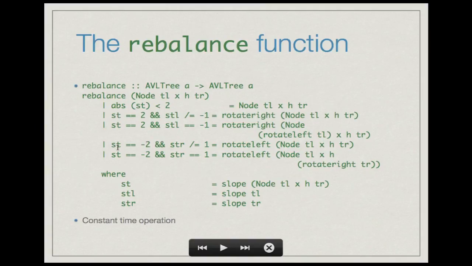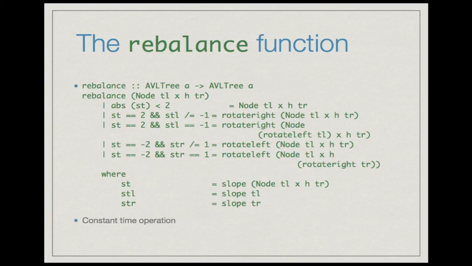If the slope of the tree is minus 2 and the slope of the right subtree is not equal to 1, then you do a rotate left at the root. If the slope is minus 2 and the slope of the right subtree is plus 1, then you first do a rotate right of the right subtree and then do a rotate left at the root. It is left as an exercise for the reader to work out the symmetric cases and convince themselves of the correctness.